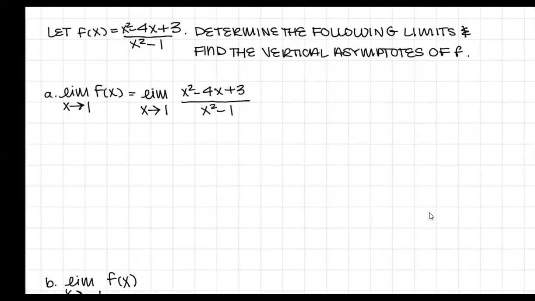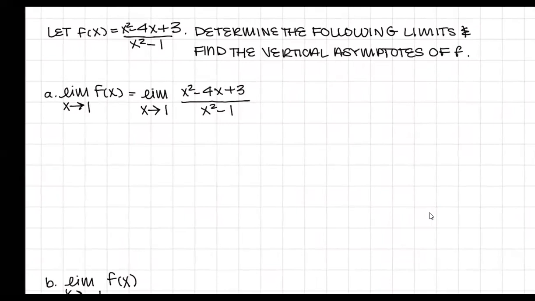We've got a brand new function, x squared minus 4x plus 3 divided by x squared minus 1. We're interested in determining the following limits and finding vertical asymptotes of f. Again, we've got a polynomial on top and a polynomial on bottom. It's pretty easy to see that when we plug in 1, we're just going to get 0 over 0, and that's not very helpful.